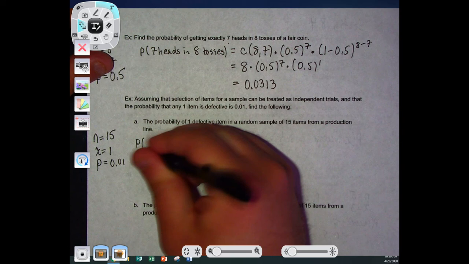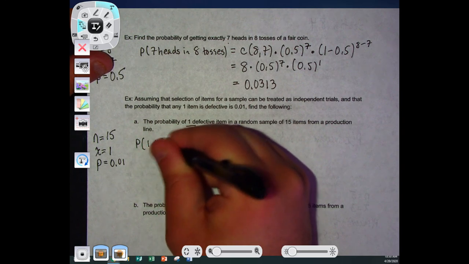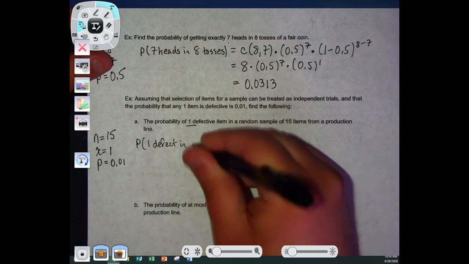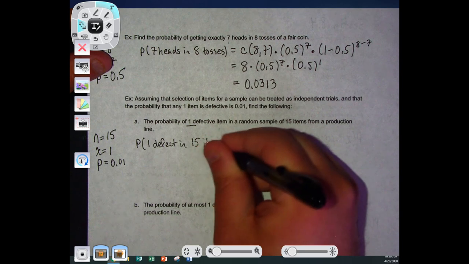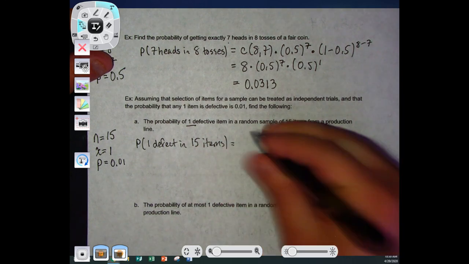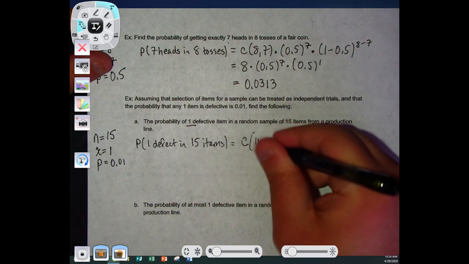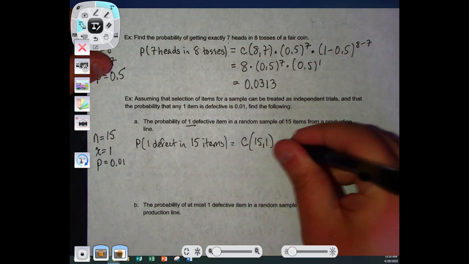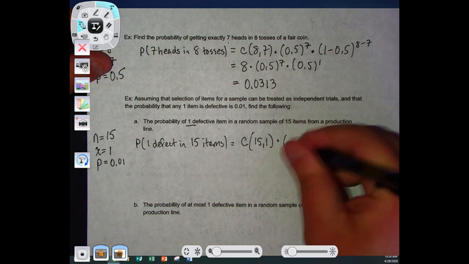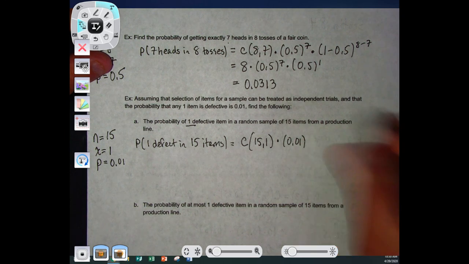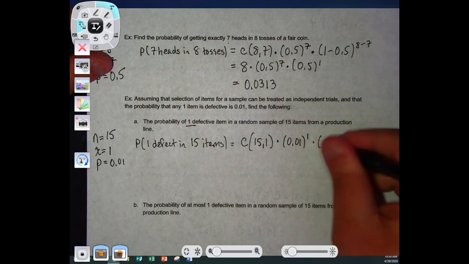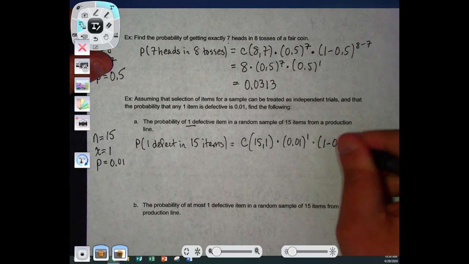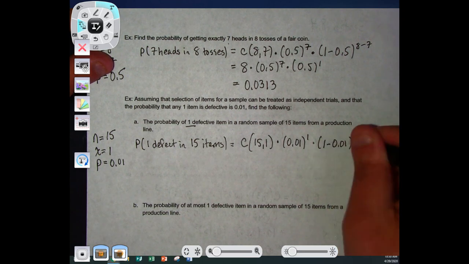So the probability of one defect in 15 items is going to be equal to the combination of 15 choose 1 times the probability of 0.01 to the first power times the probability of 1 minus 0.01, the probability of not choosing the defective item, to the 15 minus 1 power.